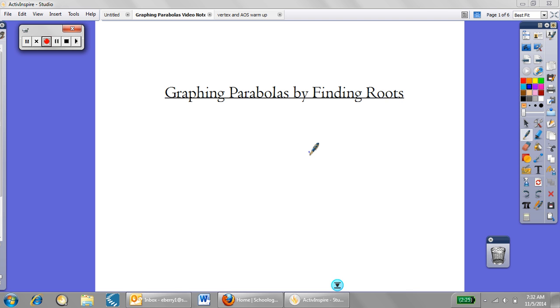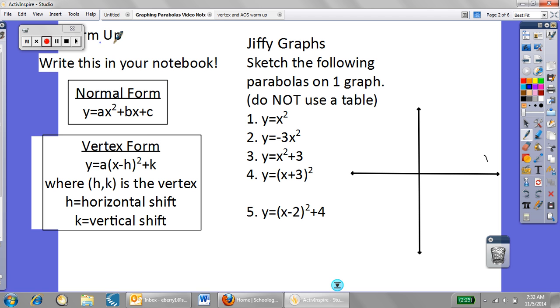Hi students, today we'll be learning how to graph parabolas by finding roots, or the x-intercepts of the equation. Let's go ahead and start with a warm-up. Make sure you write these two boxes in your notebook.